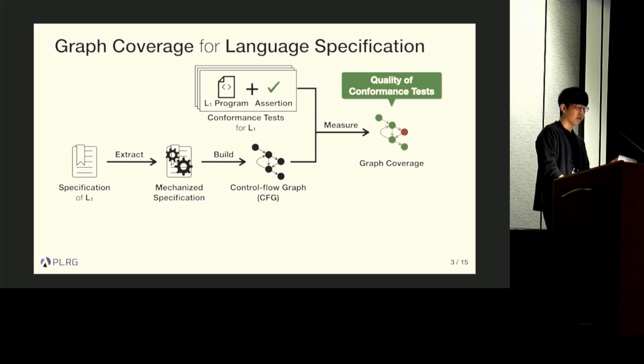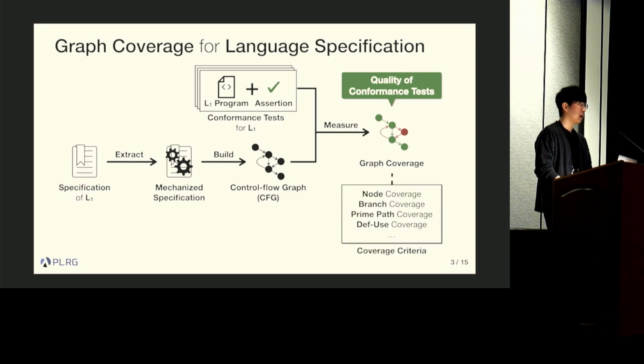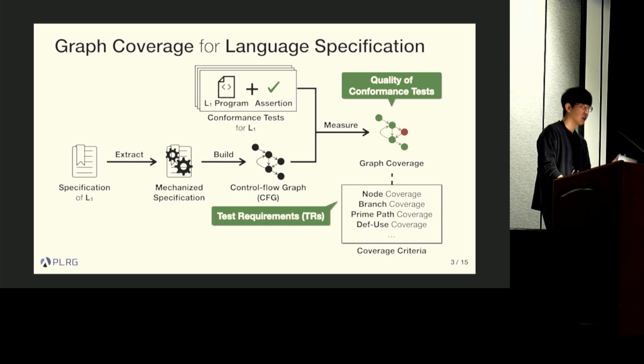And this coverage information is parameterized with coverage criteria. Each criterion is defined with its own test requirement. For example, node coverage is a coverage criterion defined with nodes as test requirements. It means that it only considers which nodes are covered or not by the conformance test. There are many different coverage criteria presented by other researchers, but we realized that they are not enough for this approach. So I will explain why.